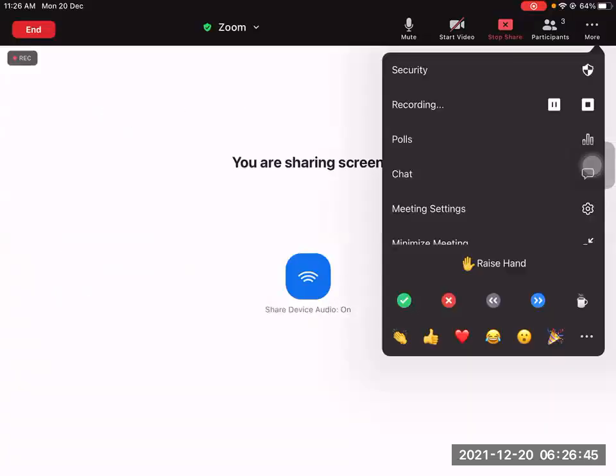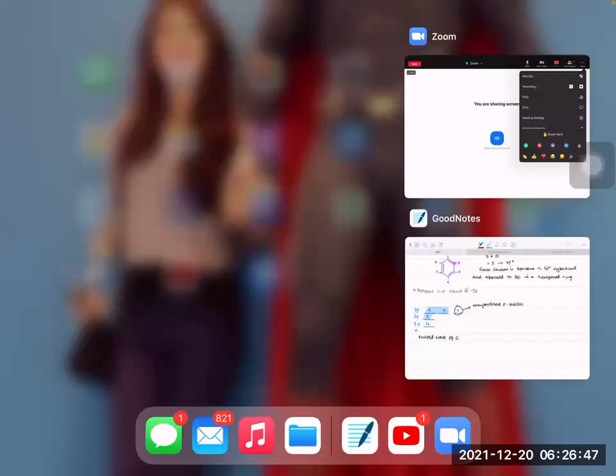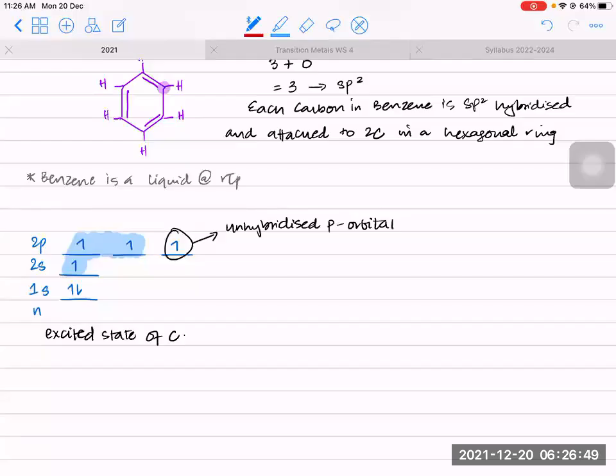So you have each carbon attached to 2 neighboring carbons in a hexagonal ring. All carbons are sp2 hybridized, like I told you. One orbital will be unhybridized. Why will it be unhybridized? Because sp2 hybridization means that 1s mixes with 2 p's. So the third p is the unhybridized p orbital. So this right here is the excited state of benzene.